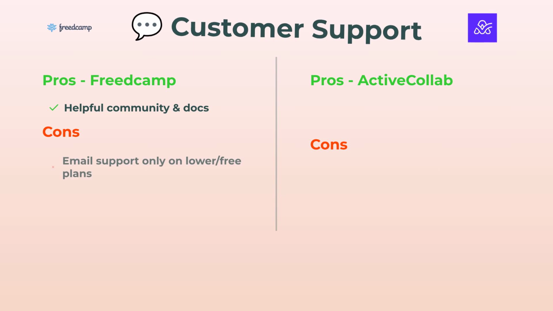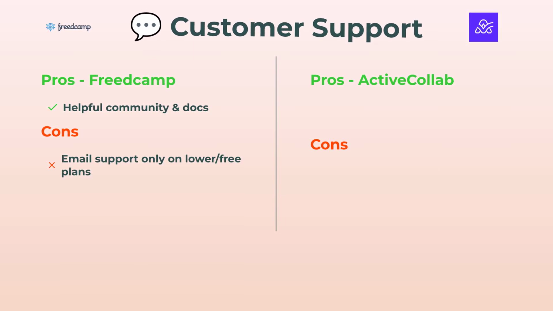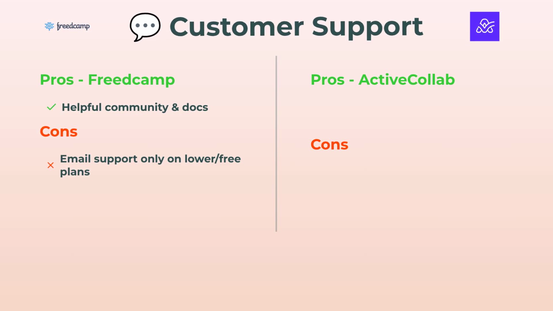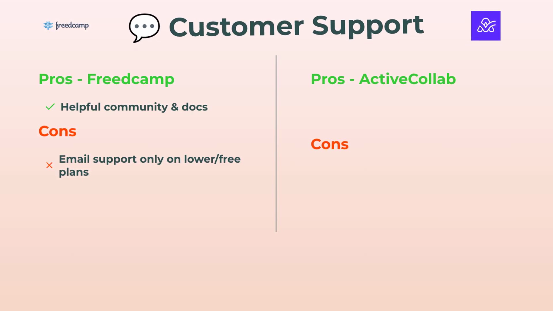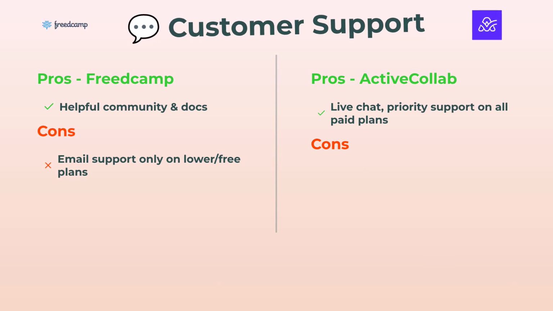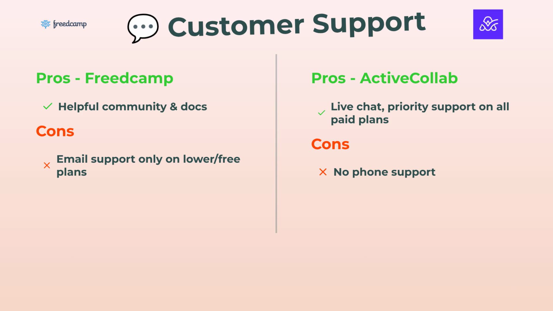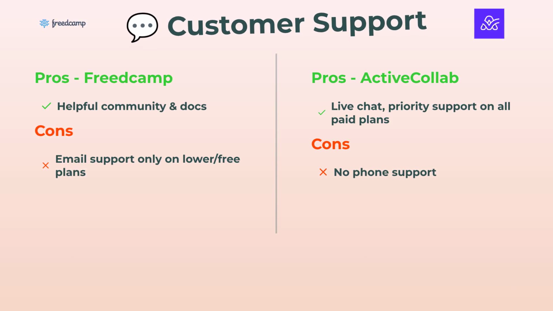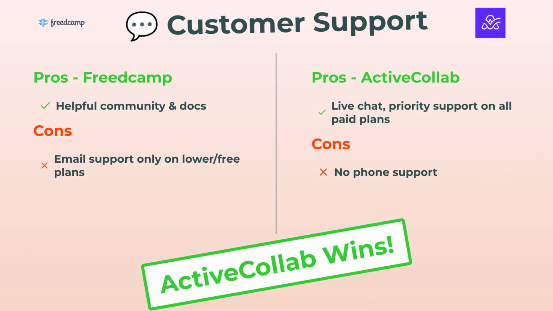Finally, customer support. If you run into trouble, here's where things split. Freedcamp's got helpful docs and a solid user community, but lower tier and free users just get email support. ActiveCollab, though, gives you live chat and priority help on all paid plans. No phone support, but still, a pretty big step up. So, if you hate waiting for email replies, ActiveCollab takes it in the support department.